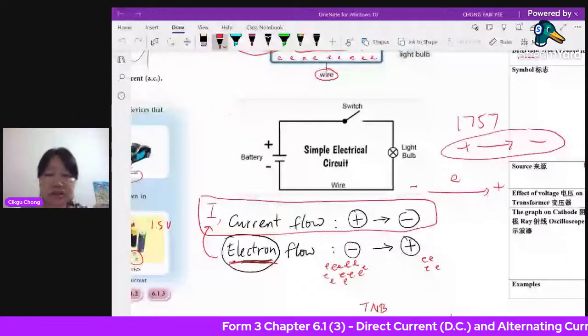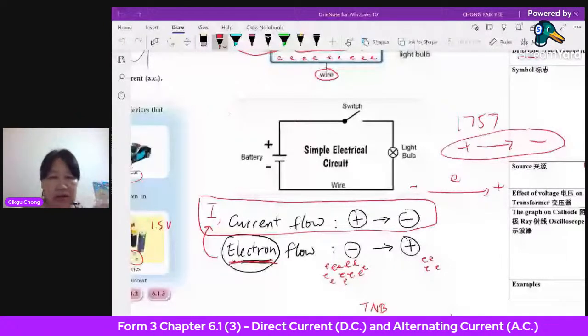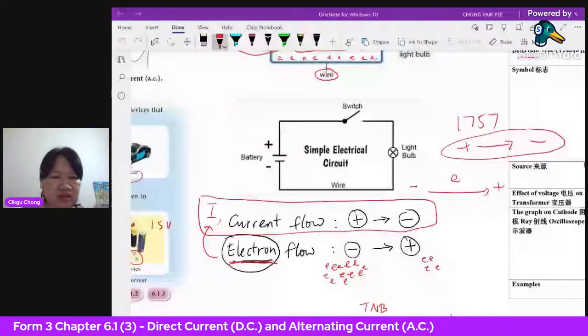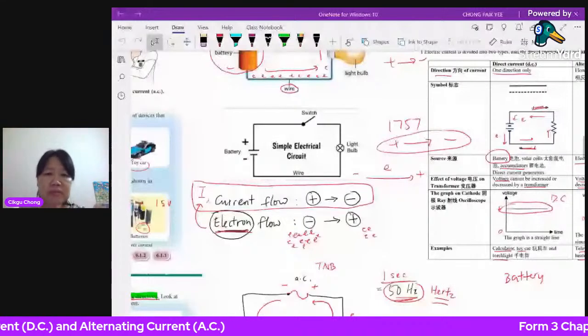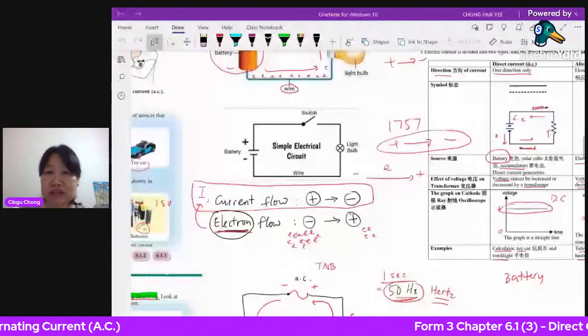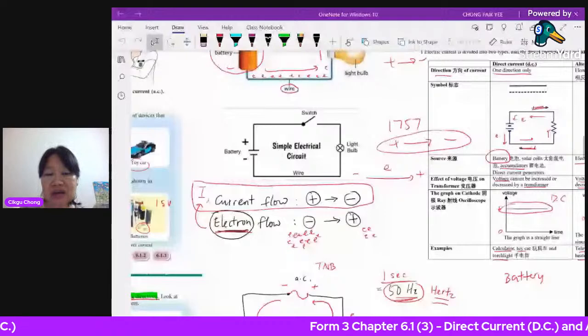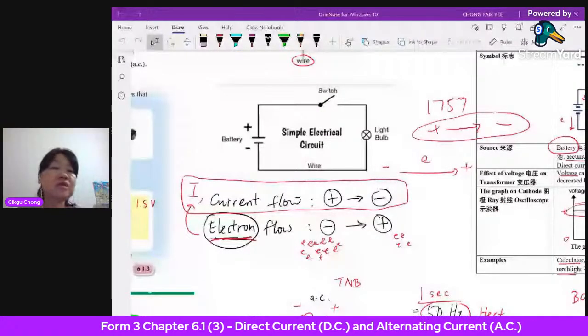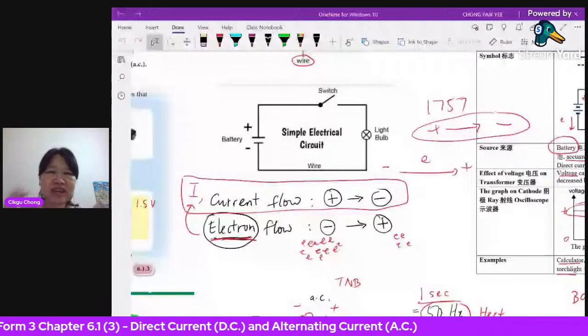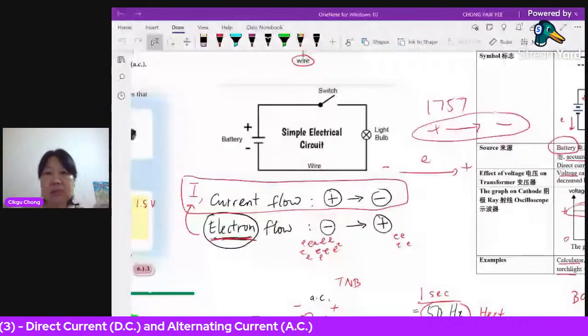A lot of students do not know that. They never make the connection. They ask, why? I thought you told me electrons flow negative to positive. But isn't the flow of electrons equal to current? How come it's not? So they just have to go with history. Now you know the history behind it. It's very interesting how these things come about.